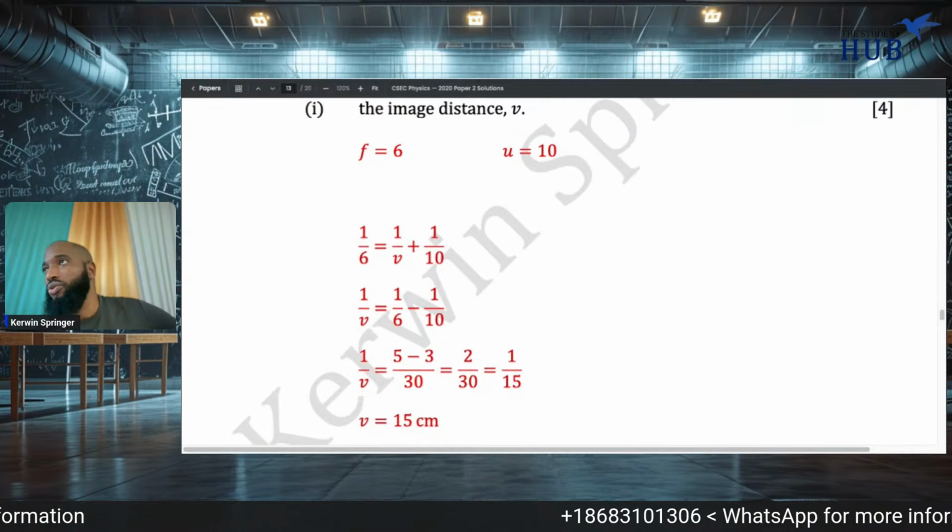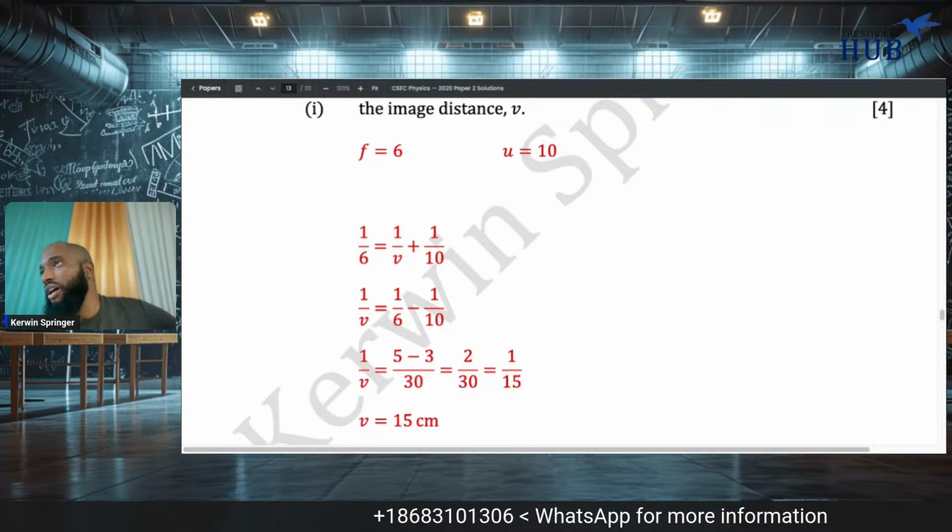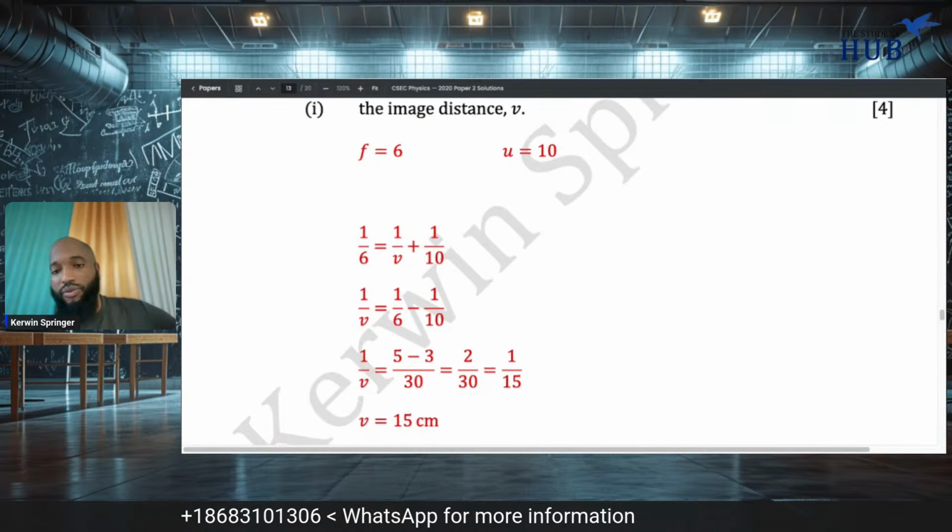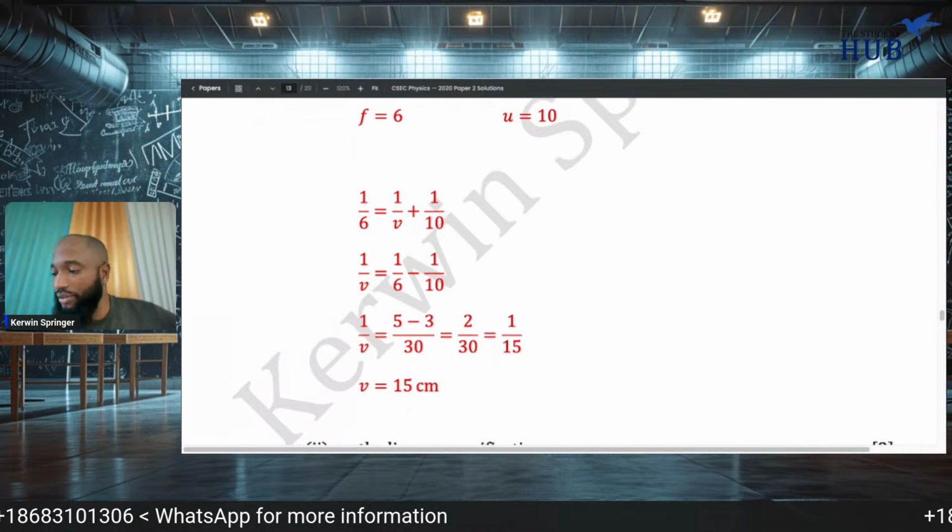1.5. So it's going to be image distance over object distance. So V over U, 15 over 10, 1.5.